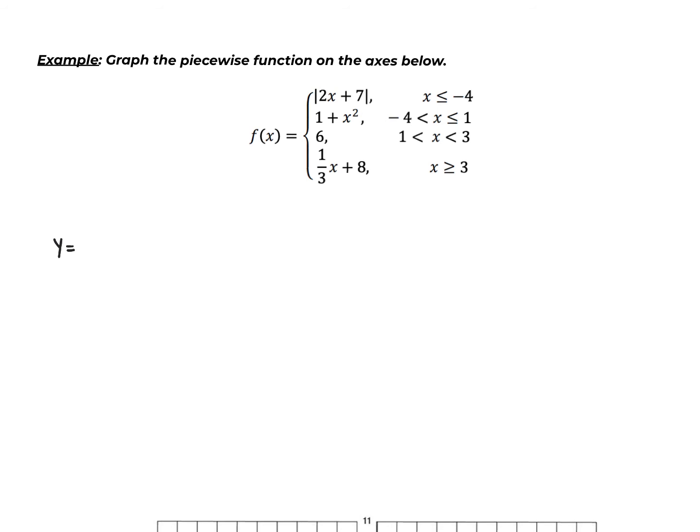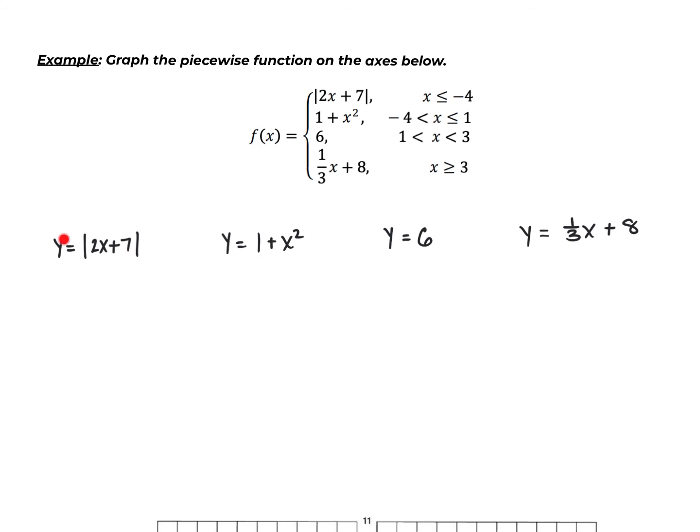So we've got y equals the absolute value of 2x plus 7. Then we've got y equals 1 plus x squared. Then we've got y equals 6, and we've got y equals 1/3 x plus 8. So here's your f of x, and it branches off into these 4. So it's y equals this, y equals this, y equals this, y equals this, right? So I'd like you to put all 4 of these into the calculator, maybe one at a time.